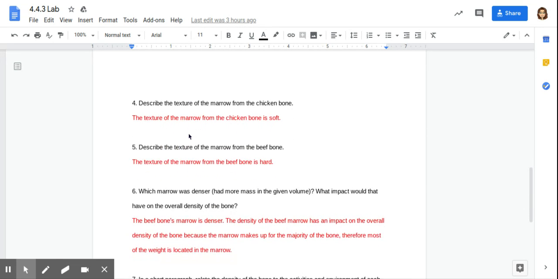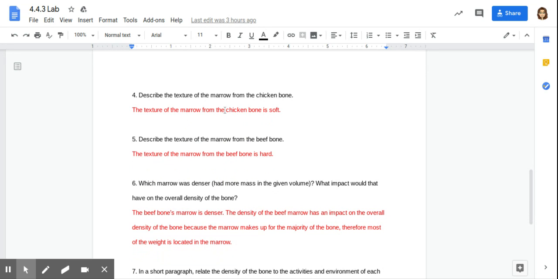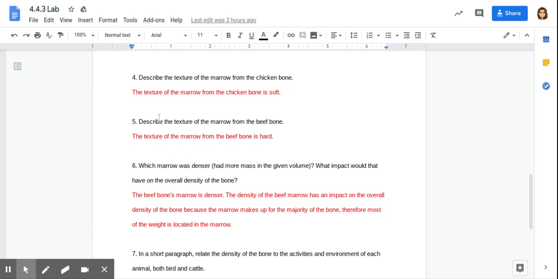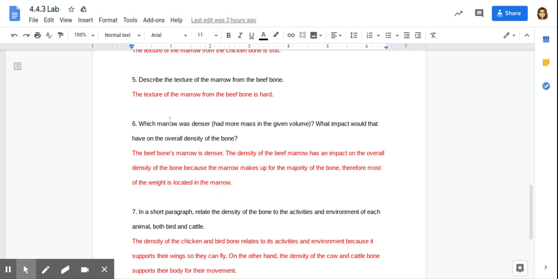Number 4, describe the texture of the marrow from the chicken bone. This is something you would have to do in class if we were to look at these bones, but you could have found it online: the texture of a chicken bone is actually very soft. So we want to think that chicken bones are light, soft, okay? Whereas number 5, the texture of the marrow from a beef bone, that's very hard. Remember, compact, hard, heavy, okay? So that's 4 and 5.